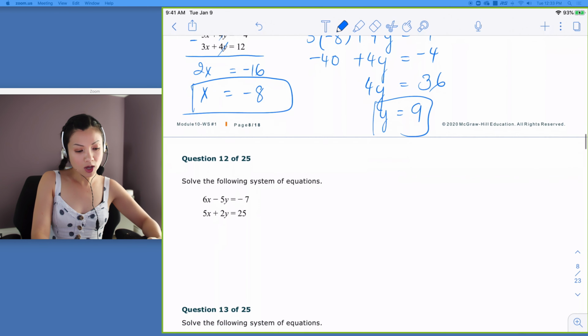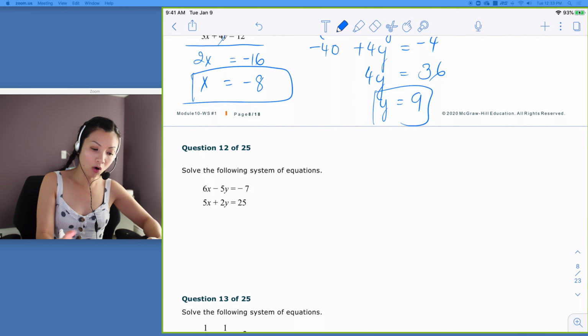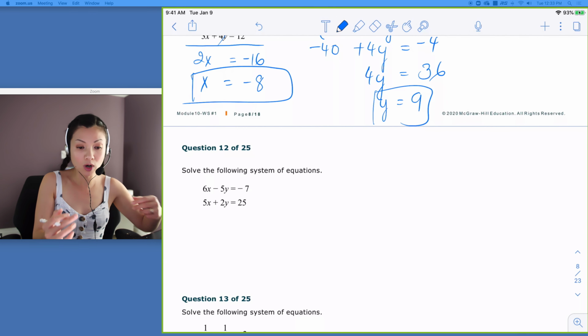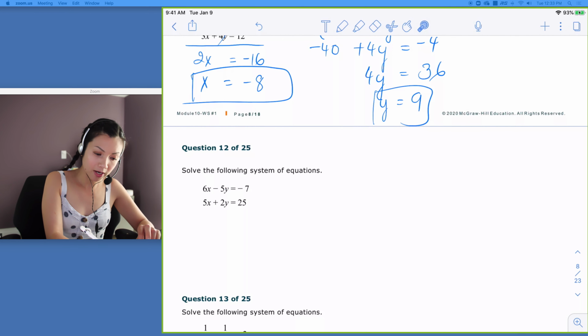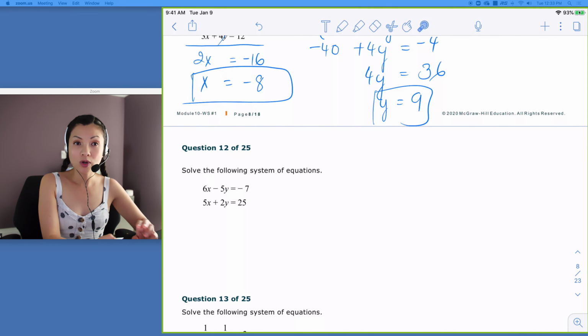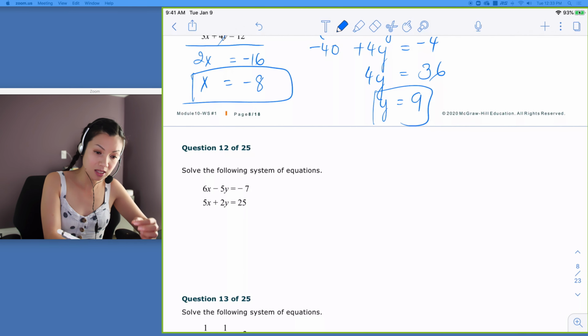All right, if you have something like number 12, you see that they're all different. We're going to pick one, we're going to eliminate, right? So I'm going to pick one and find the opposite, and create the opposite. So you see that I have -5y and positive 2y. So in a way, I have a negative and a positive already. So I'm just going to have to make the opposite now. So I'm going to multiply the top one by 2 and the second one by 5.